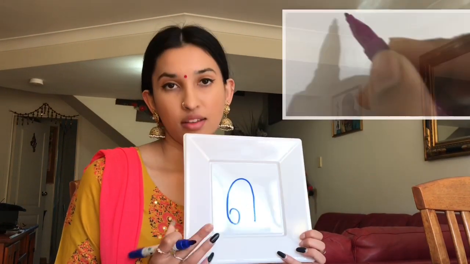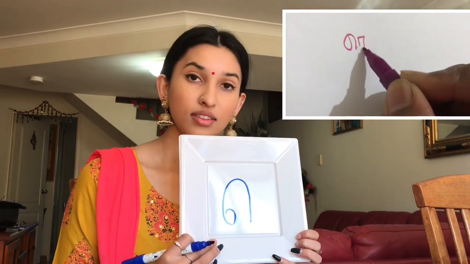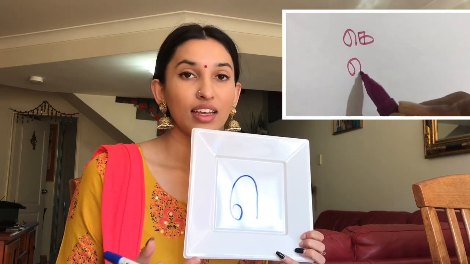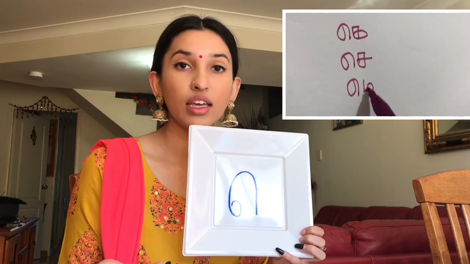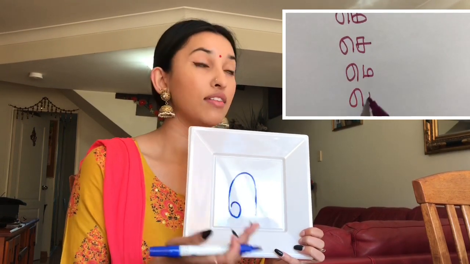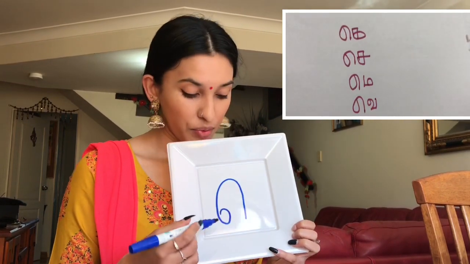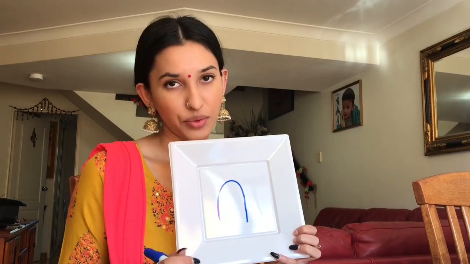Next one is also very simple. We call it the ottakombu. Now, once we add this to our letters, it becomes ke. So this would come with an e sound. So ke, che, me, ve. All of these will come to that sound with this added to it.